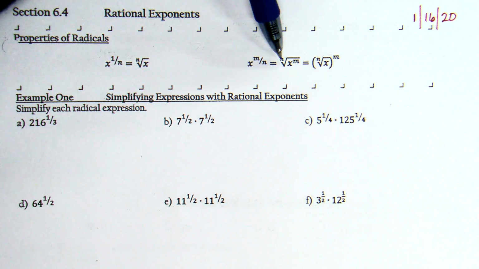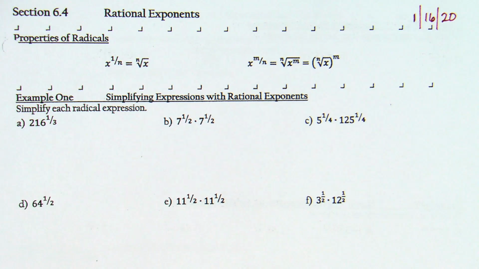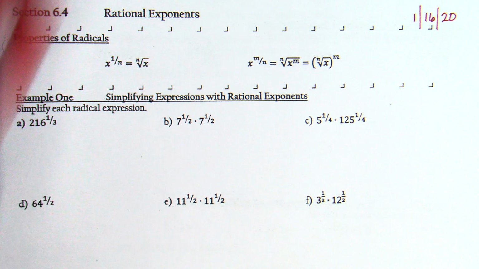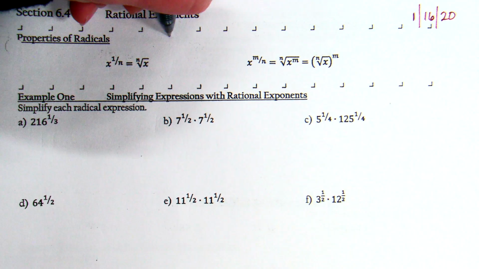It is in the index place, that root, or the little number someone said yesterday. It is that little number, and index is the official vocabulary. And then if you have a number in the numerator, it's the power, whether you put it under the radical or outside of the radical. So the idea, let me give you an example.